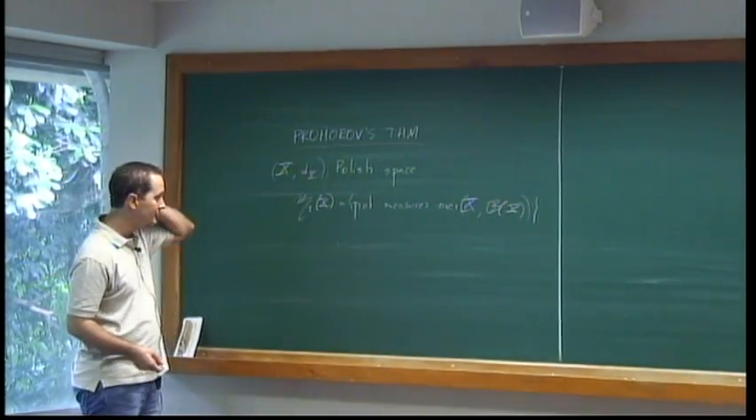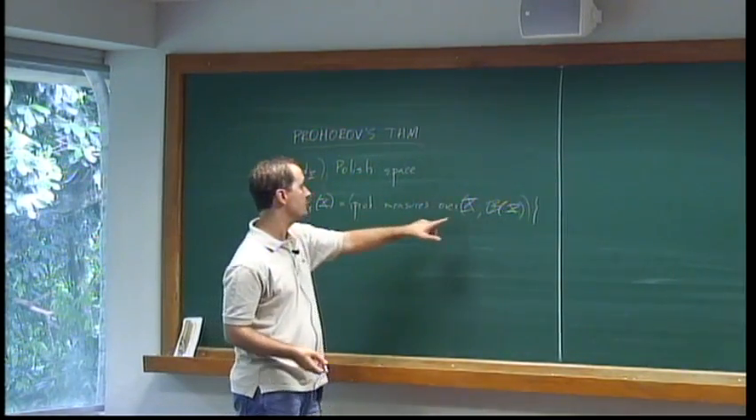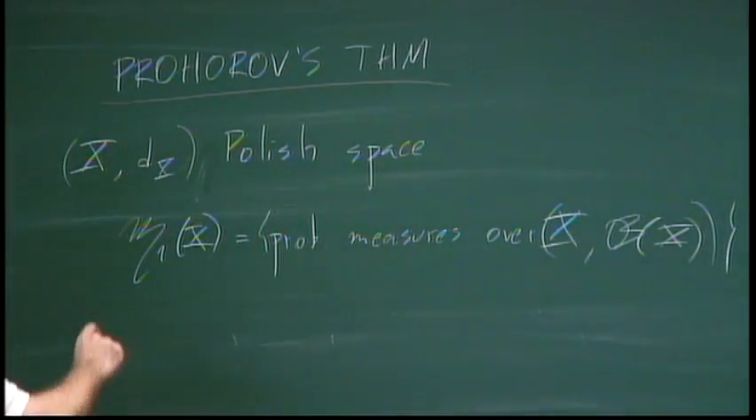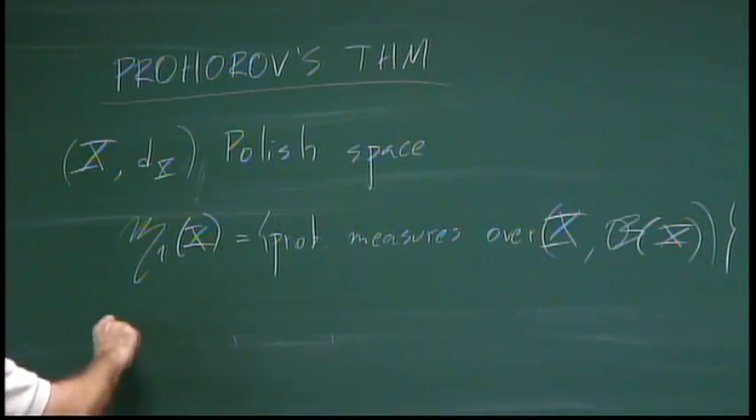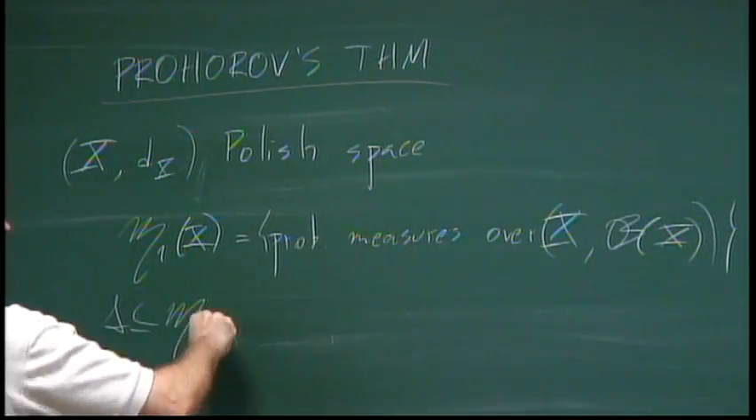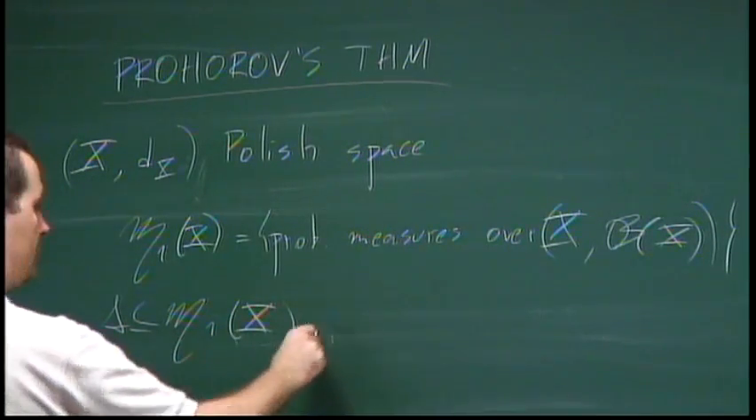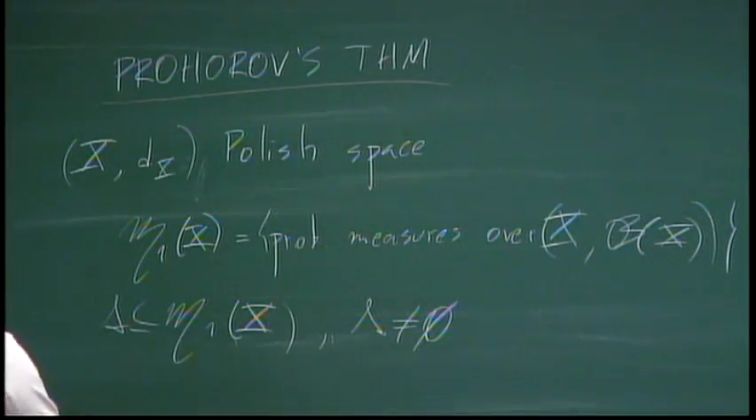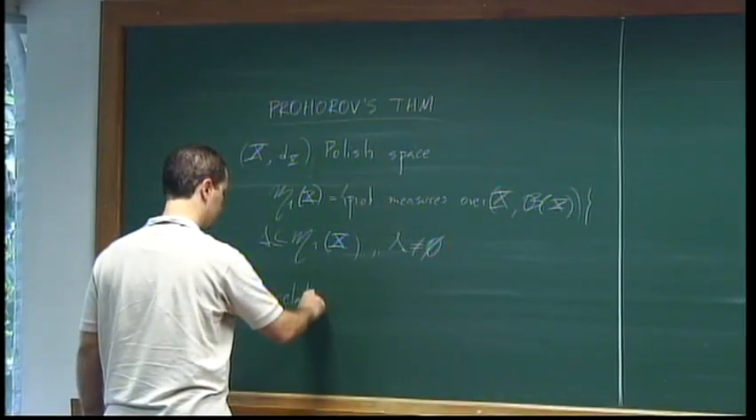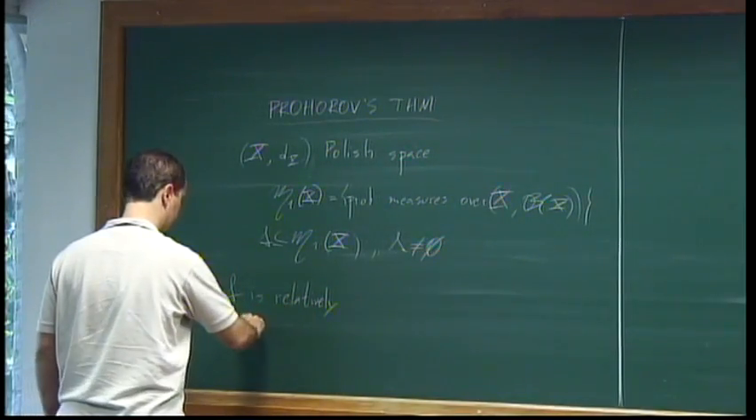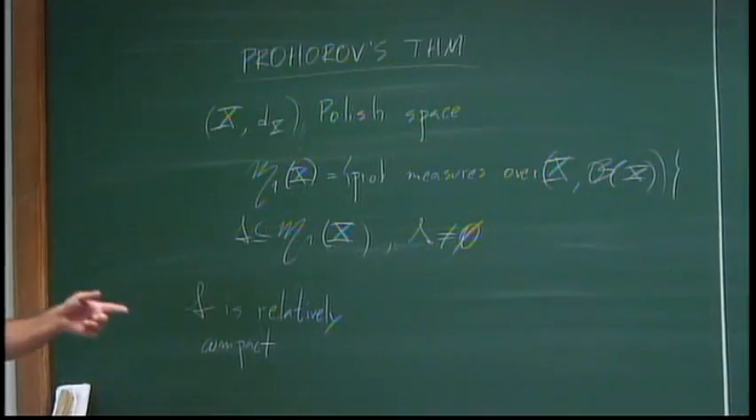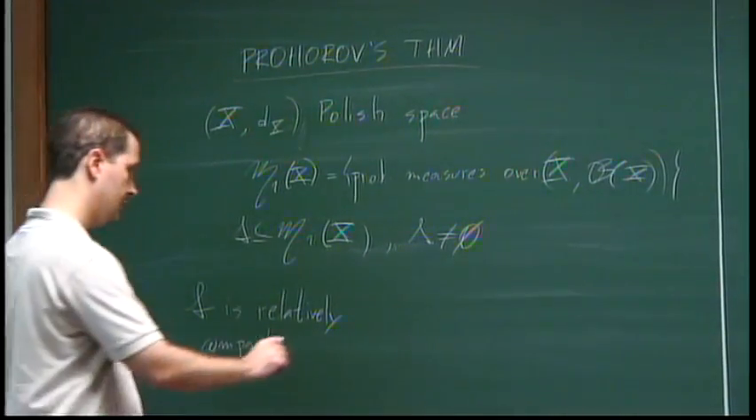Well, you have your complete separable metric space. You have the space of probability measures over that metric space with the Borel sigma field. And then you have a subset here, non-empty. And the theorem says that S is relatively compact, meaning that every sequence of measures in here has a convergent subsequence, in the sense of weak convergence.